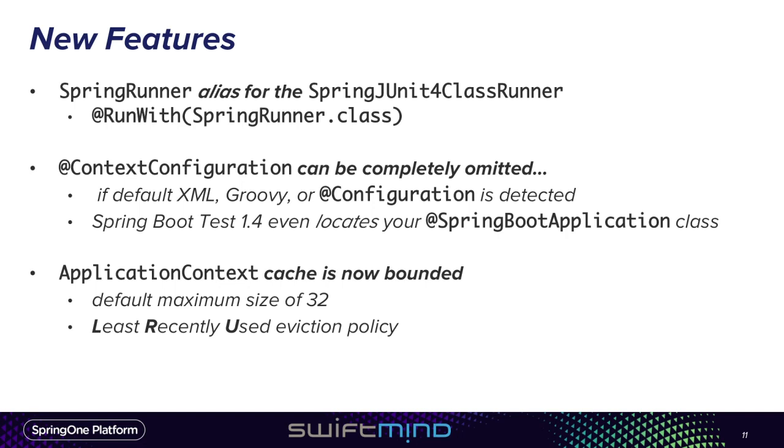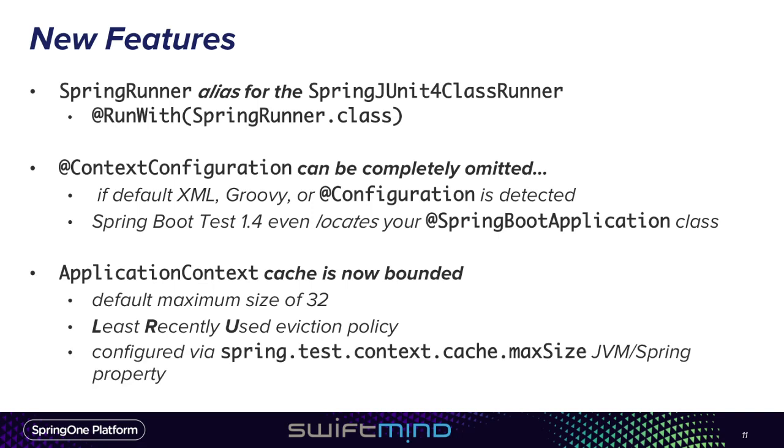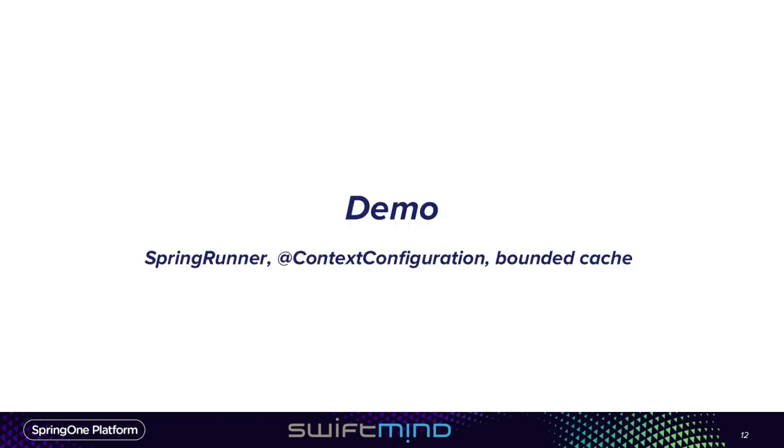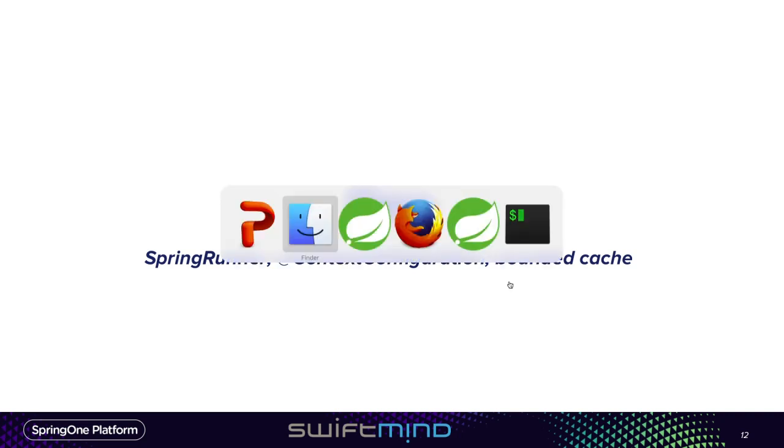And that should work fine in most cases. But if you don't like that, if you want to make it smaller, or if you want to make it bigger, hopefully you don't want to make it bigger because that's usually a bad code smell that you have too many different configuration sets. But if you wanted to change that, you can set that via the Spring Test Context Cache Max Size JVM or System property. So let's take a look at that in action.